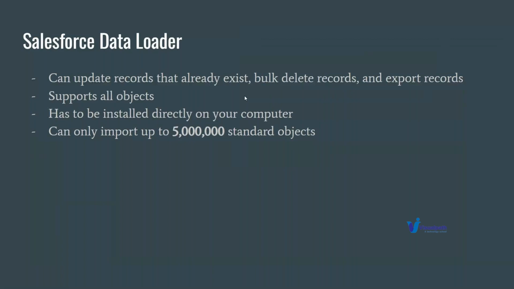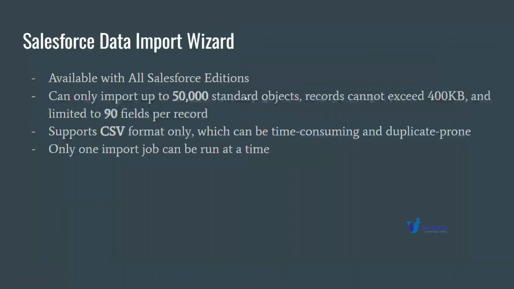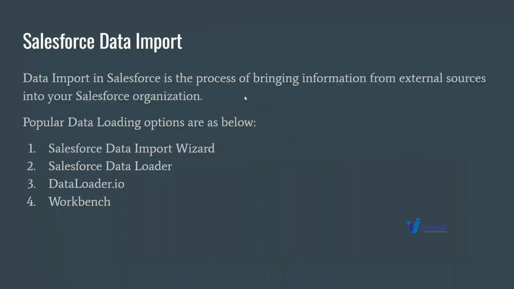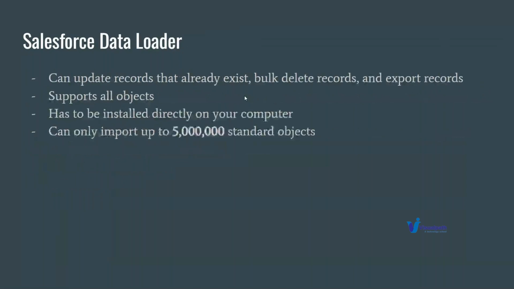Now, one of the disadvantages is that you have to install this tool in your system. It is not something which is cloud. Means there is a version which is cloud accessible, which is known as, if you see the third point, dataloader.io. This is the cloud version of data loader. If you don't want to install it, you can use dataloader.io. And the last one is it can import up to 5 million records.